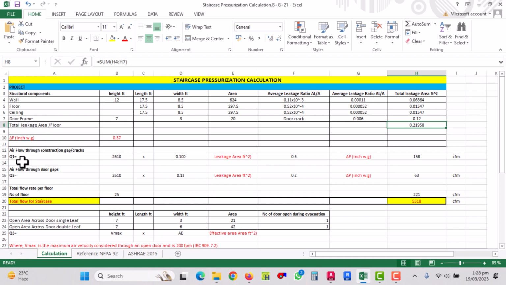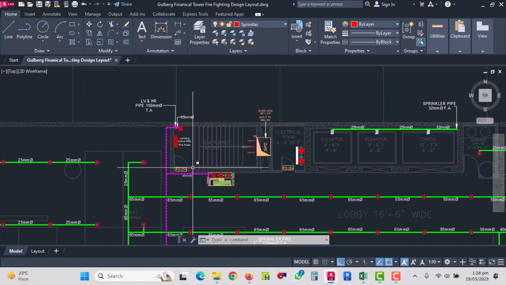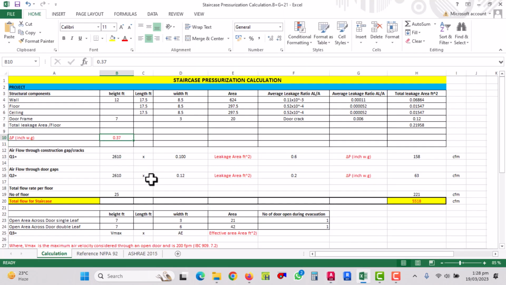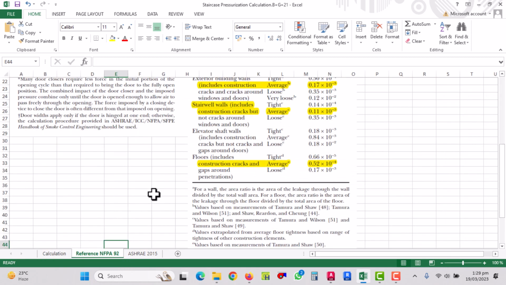And the second thing is how much pressure difference is required across this and this, the adjacent areas, inside and outside of the emergency staircase. What will be the pressure difference? How much pressure do you need to add in the emergency staircase to make the pressure differential of 0.37? This is the maximum, 0.37 inch water gauge or 90 pascal of pressure you can maintain. Above this is not recommended. So we will go for this.